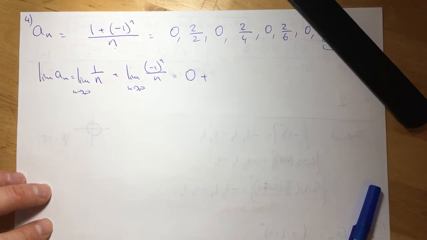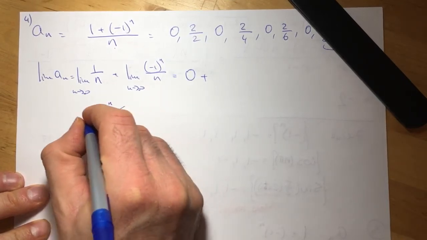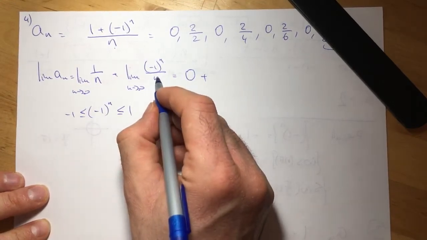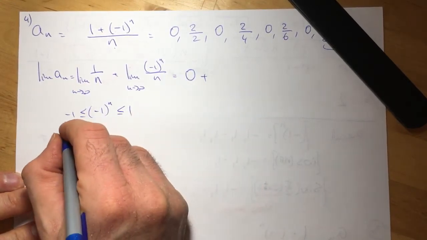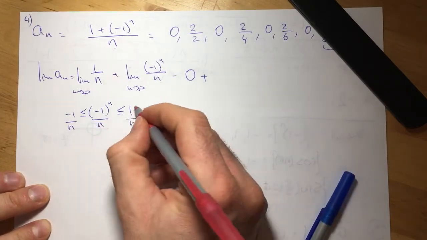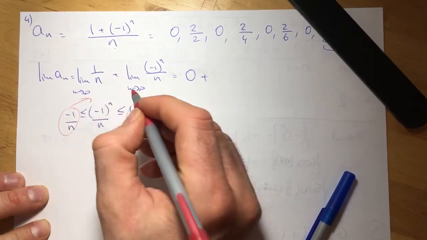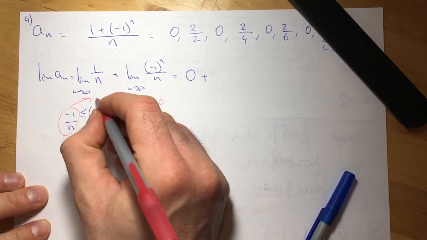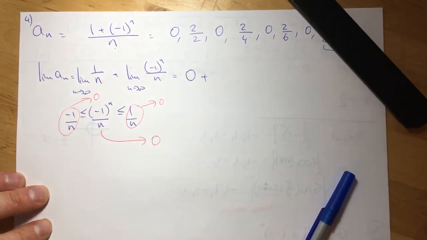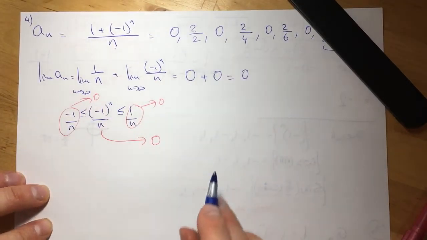So, negative 1 to the power of n, right? It's either negative 1 or 1. Now, n is always positive, so if I divide everywhere by n, that inequality will not change. And now a constant divided by something that goes to infinity is 0. So this, by the squeeze theorem, has to be 0. So 0 plus 0, this sequence converges to 0.